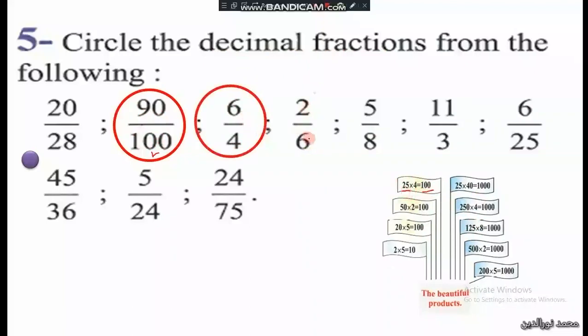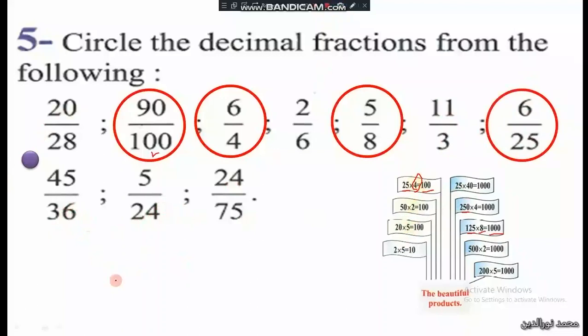2 over 6, we shall do it later. 5 over 8, here we have 8 times 125 gives us 1000, so 5 over 8, yes, it's a decimal fraction. 6 over 25, 25 is multiplied by 4 to give 100, so yes, it's a decimal fraction. The others are delayed, so let's check one by one.